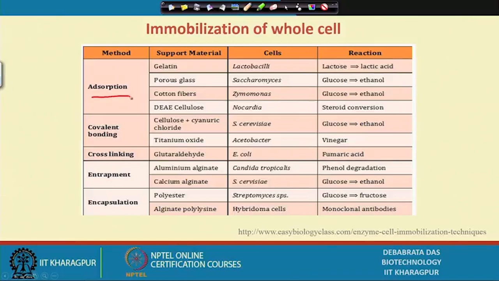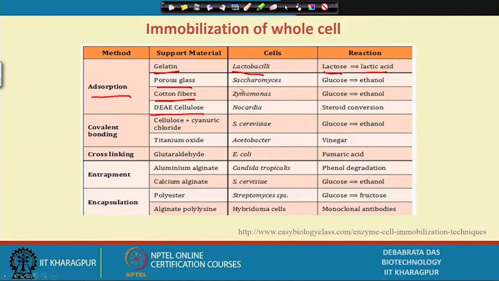When you talk about the adsorption process, the supporting solid matrix can be gelatin, porous glass, cotton fiber and DE cellulose. And the cells: one is Lactobacillus, which converts lactose to lactic acid. I told you that lactic acid is a very good raw material, a chemical for the preservation of different food products. Cheese, for example, preserves the milk protein and fat for a longer period of time due to the presence of lactic acid.